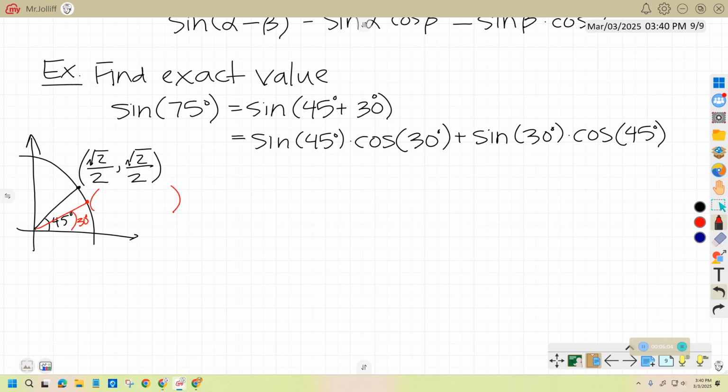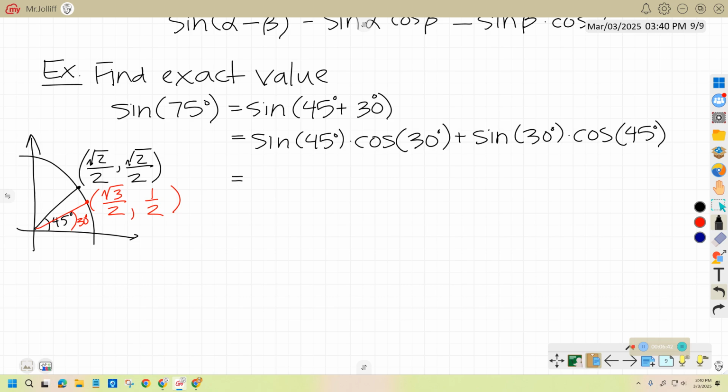And the question is, what are the x and y coordinates at 30 degrees? Square root of 3 over 2, 1/2. Very good. 3, 2, 1 for the x coordinates, 1, 2, 3 for the y coordinates. And the last reminder, when we're looking at points on that unit circle, x is cosine, y is sine. So now we're just going to plug those in.